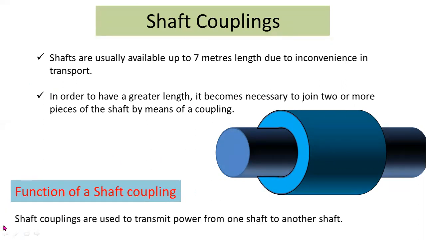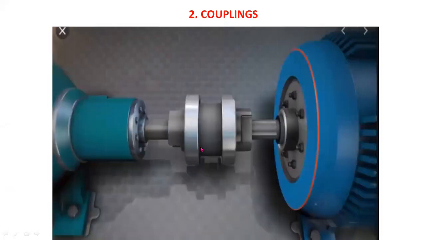What is the main function of a coupling? Shaft couplings are used to transmit power from one shaft to another shaft. This is the main function of a coupling. Couplings are also used to join two or more shafts to transmit power from one place to another place. This is an example of a coupling. Here this one is a coupling. This coupling is used to join the motor and pump shafts.